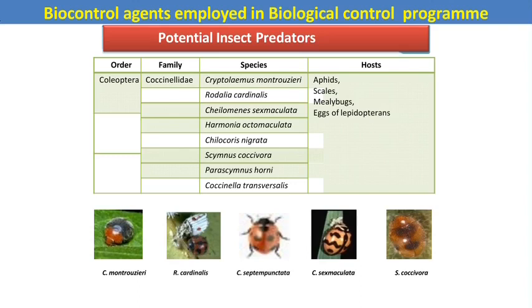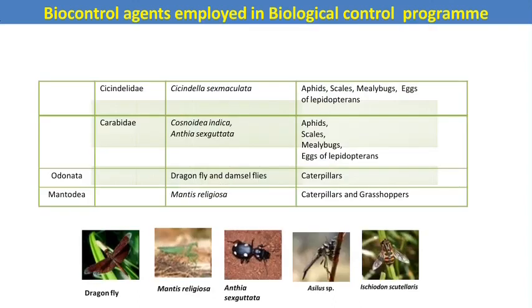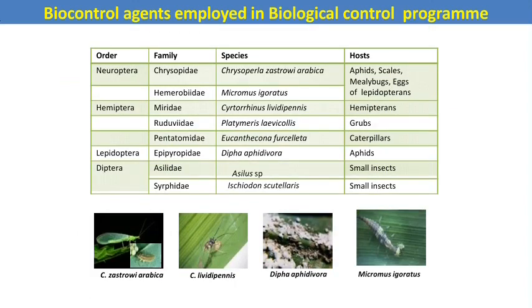That is the Cryptolaemus montrouzieri. Then here the coccinellid beetles are the different recommended predators or laboratory predators against aphids, scales, and mealybugs. Then these are also some of the examples. Here the dragonfly and damselfly are also used as predators against the different caterpillars.